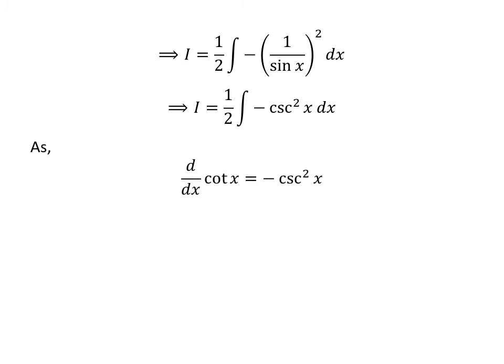We know the derivative of cotangent of x is equal to minus the square of cosecant of x. The card appearing in the upper right corner of the video contains the link of the video on how to find the derivative of cotangent of x. The link of the video is also given in the description section.